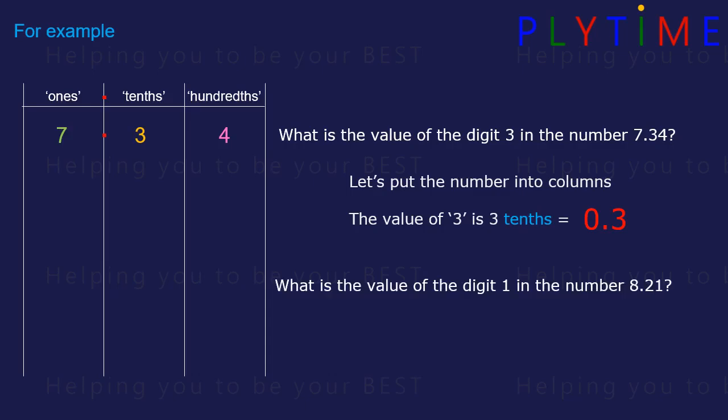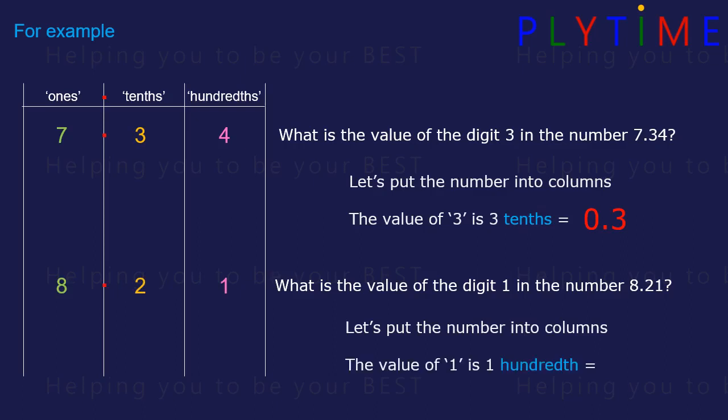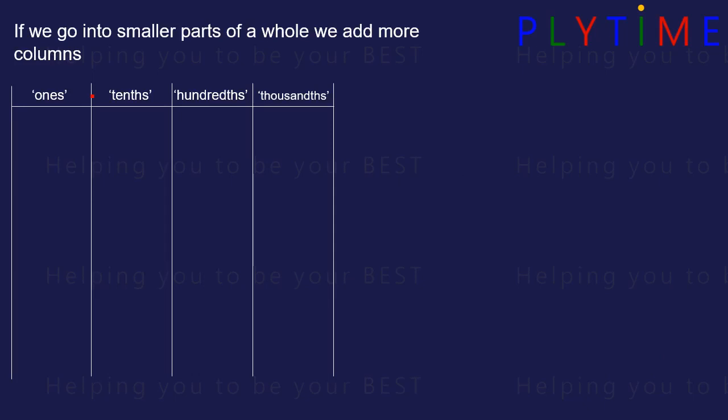What's the value of the digit 1 in the number 8.21? Let's put the number into columns. 8.21. The value of 1 is 1 hundredth, which is the same as 0.01, a hundredth. If we go into smaller parts of a whole, we add more columns.